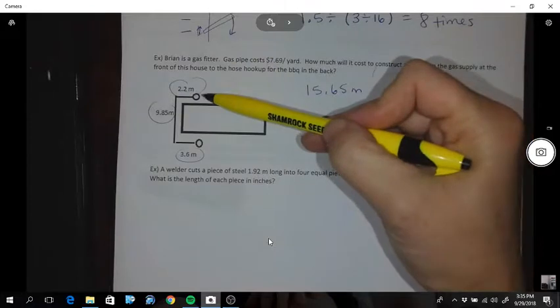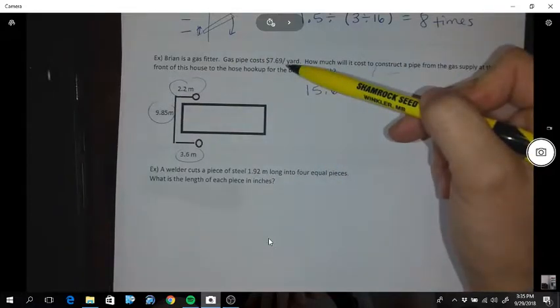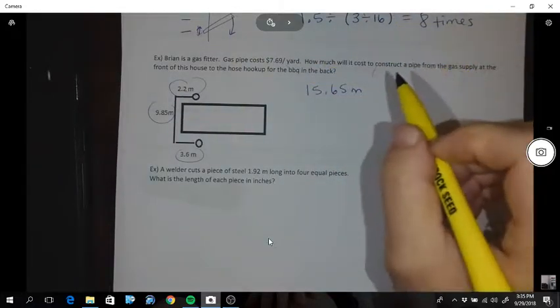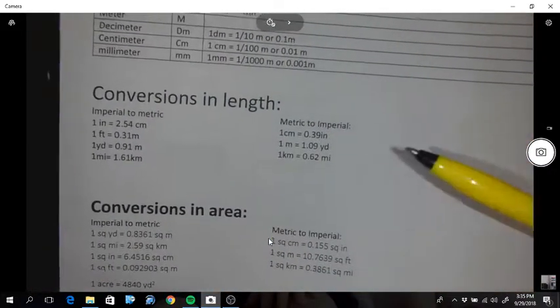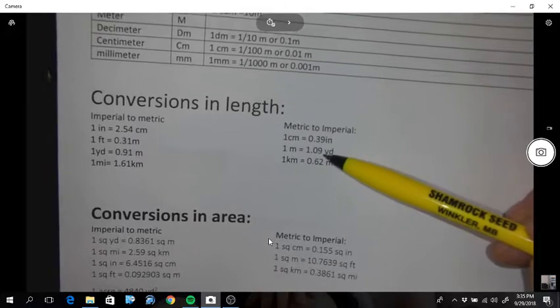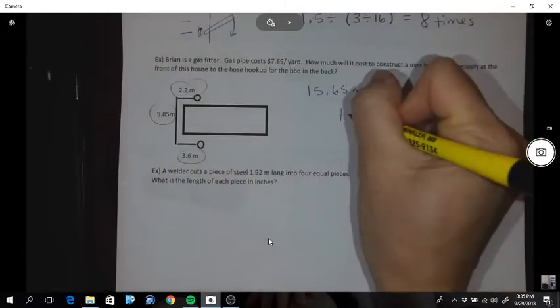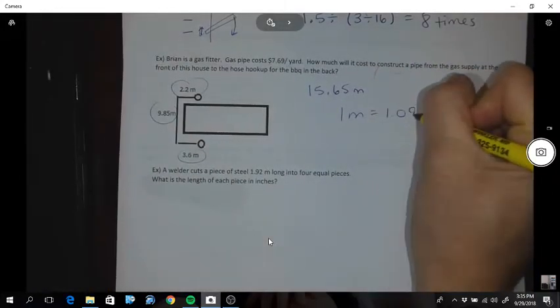Okay, now this meters isn't going to help me because my cost is in yards. So I'm going to go to my sheet, and I'm finding right here a meters to yards. So 1 meter is 1.09 yards.